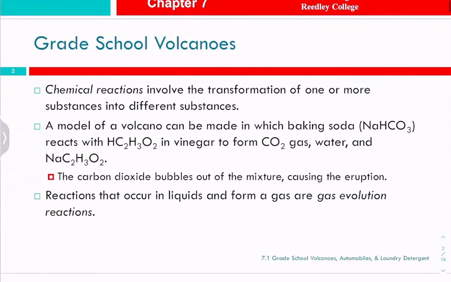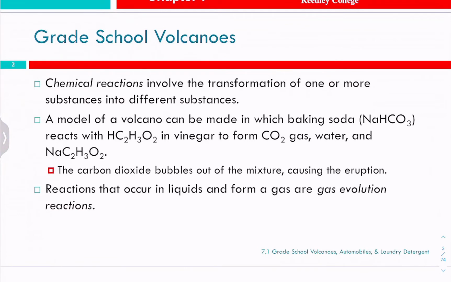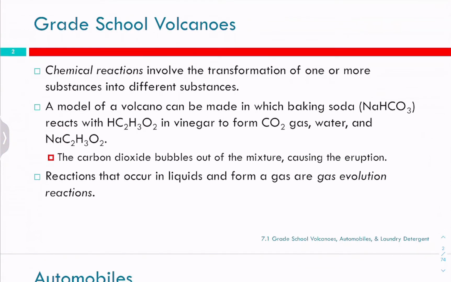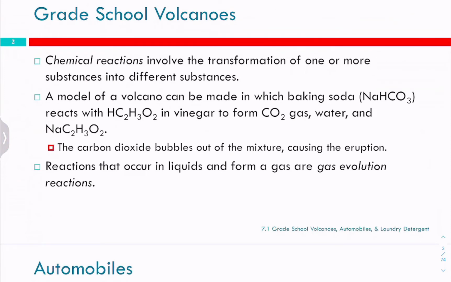You might have done this experiment in grade school or even more recently because it's fun. Chemical reactions involve transformation of one or more substances into different substances. One example of that is taking sodium bicarbonate, or baking soda, and reacting it with vinegar to form CO2 gas, water, and sodium acetate. The carbon dioxide bubbles out of the mixture, and you add a little bit of soap so it forms a whole bunch of bubbles, a little red food coloring so it looks like lava. You've got yourself a volcano.